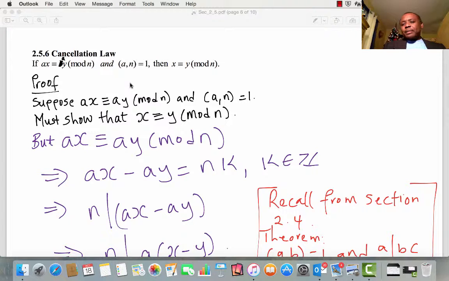Here is one of those properties of equations that congruences also enjoy, with a slight twist. We know that if ax equals ay and a is different from 0, then we can cancel a and end up with x equals y. What do we do if it is not an equation but a congruence? Is there anything like cancellation with congruences? Yes. If ax is congruent to ay mod n, and a and n are relatively prime, then I can cancel out the a and x would be congruent to y mod n.